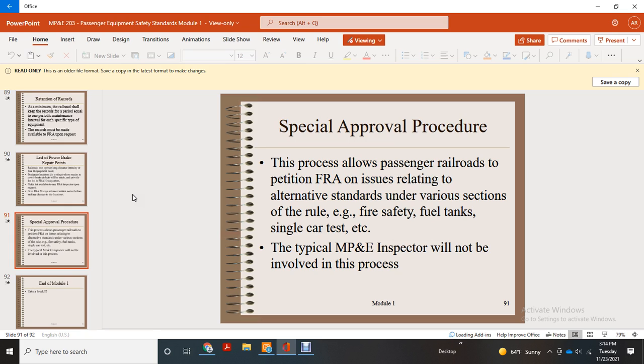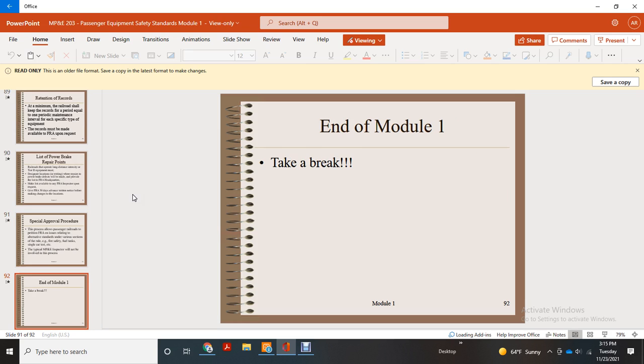Special approval procedures. This process allows railroads to petition the FRA on issues relating to alternative standards under various sections of the rule, for example fire safety, fuel tanks, single car tests, etc. The power brake and equipment inspector will not be involved in this process.